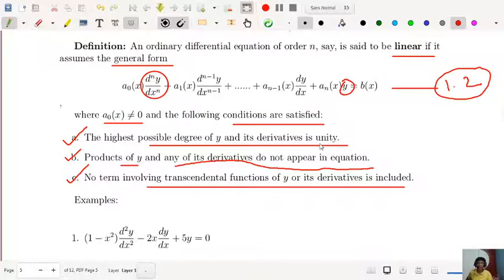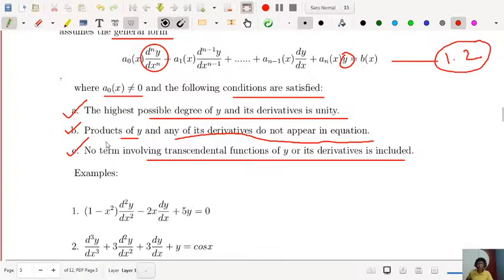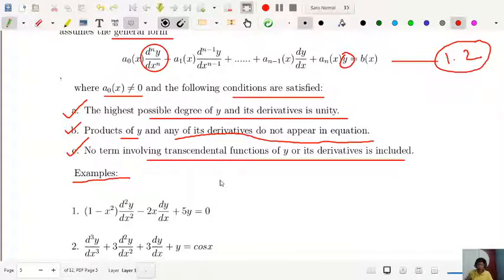Clear? So there are 3 points you have to keep in mind if you are talking about a linear. What is a linear differential equation? The highest possible degree of y and its derivative is unity. Products of y and its derivative do not appear in the equation. No term involving transcendental functions of y and its derivatives is included. Okay, so these are the 3 important points. Let us now have some examples on that. Let us find out which one of them are linear and which one of them are non-linear.